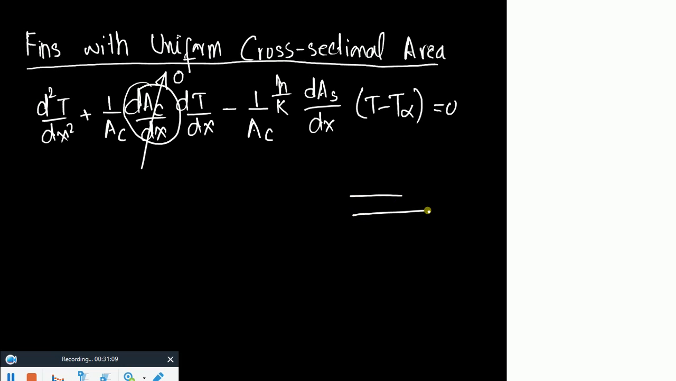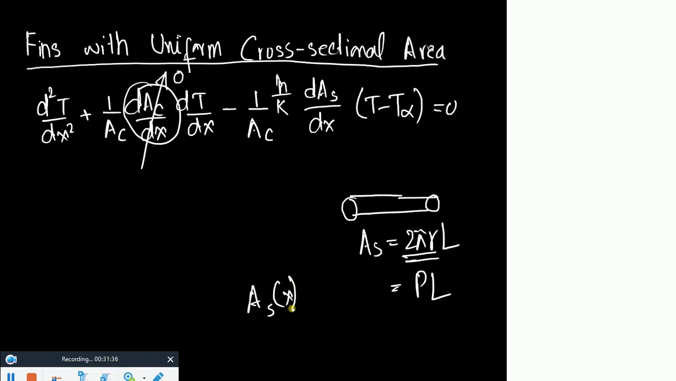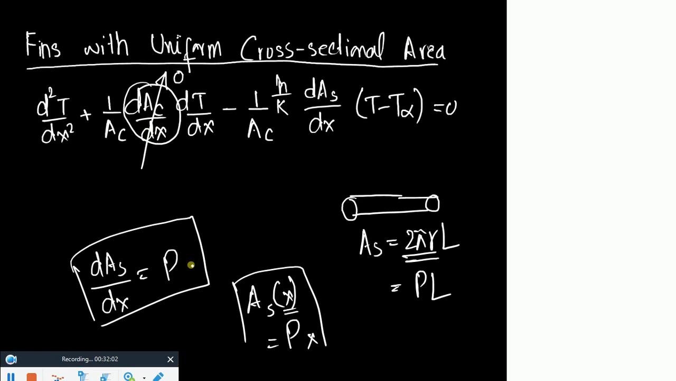By the way, for these kinds of fins, let's say I am just taking an example of this fin. What is the surface area in this case? 2 pi R L? R is the radius and L is the length. Can I represent it as perimeter multiplied by length? And if I represent this As as a function of x, obviously as I move along x, I would write it as perimeter multiplied by x. Isn't it? As you go along the length, that would be perimeter multiplied by x. Instead of taking the complete length, you just take it in steps. So, if you look at this factor, dAs by dx would be equal to what? And this P is what?